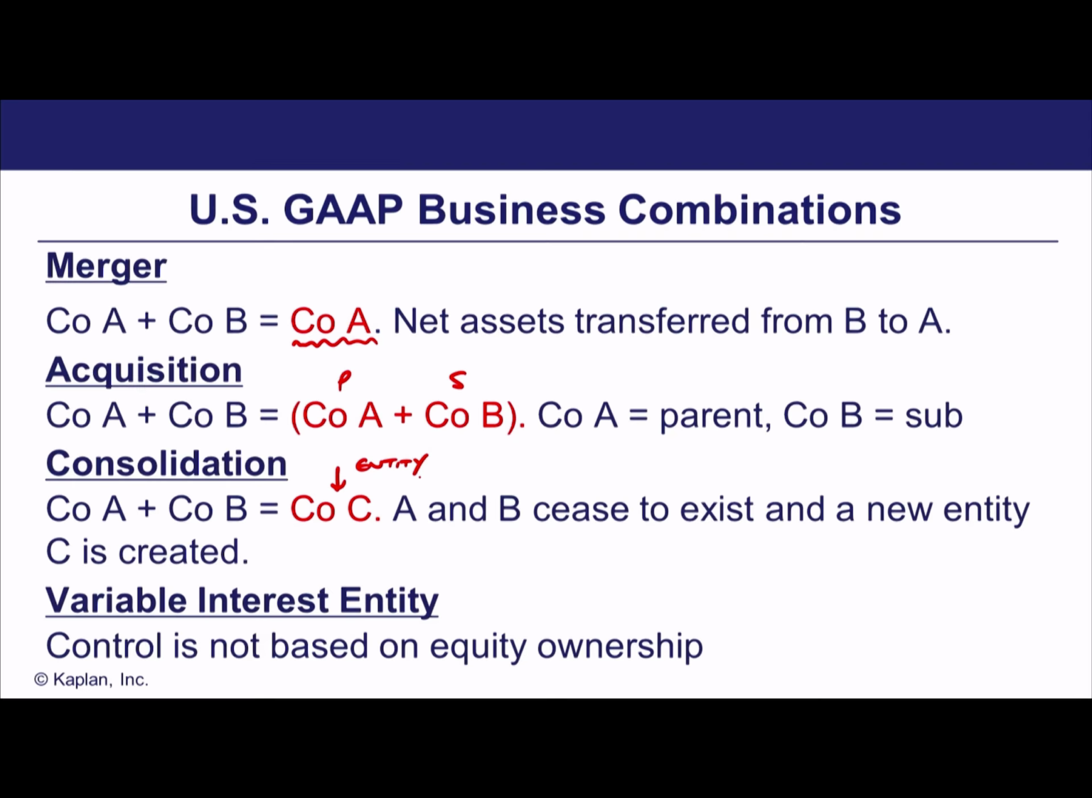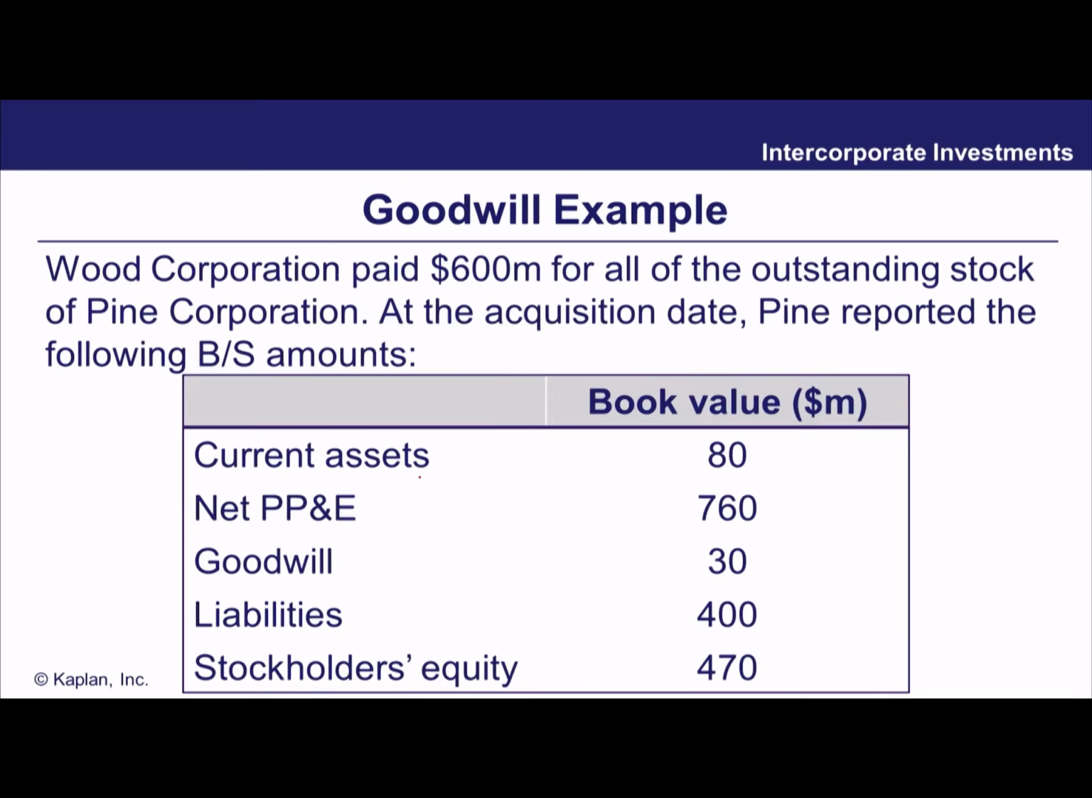Finally, we've got variable interest entities, and you can see a variable interest entity is any entity where control is not based on equity ownership. Now, we might refer to these as special purpose vehicles. US GAAP often refers to them as variable interest entities. And that's because control is exercised via a variable interest rather than share capital. We'll have a look at those in a future module. Okay, so let's turn our attention to goodwill for the rest of this module.